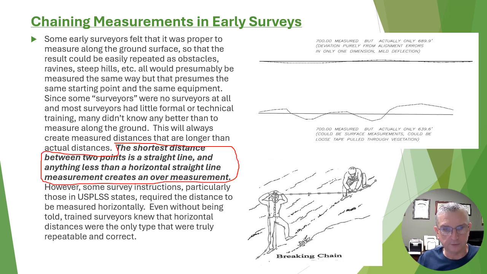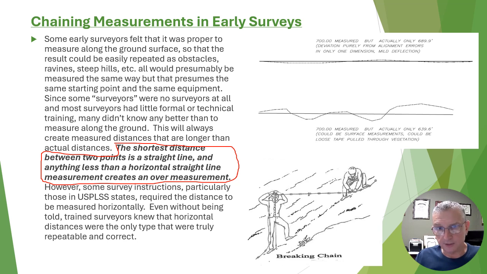You've heard this all of your life. Anything less than a true horizontal straight line measurement creates an over measurement. What do we mean by that? Well, let's look at this diagram, these two examples in the northeast, the upper right part of your screen. Here the light dotted line is a little irregular, but it's not too far off. So it's measured 700 feet along the dotted line in one plane, either left and right looking at it in map view, or vertically if you want to look at it like in a profile view.